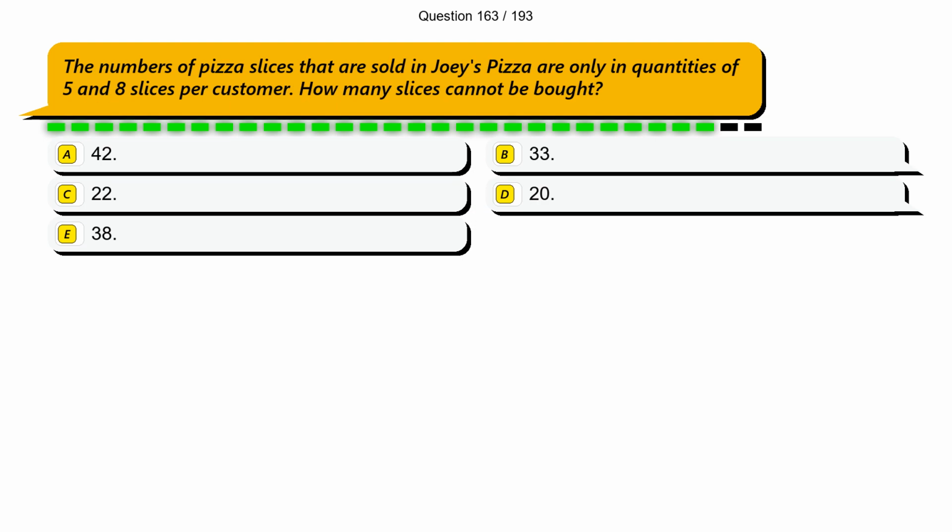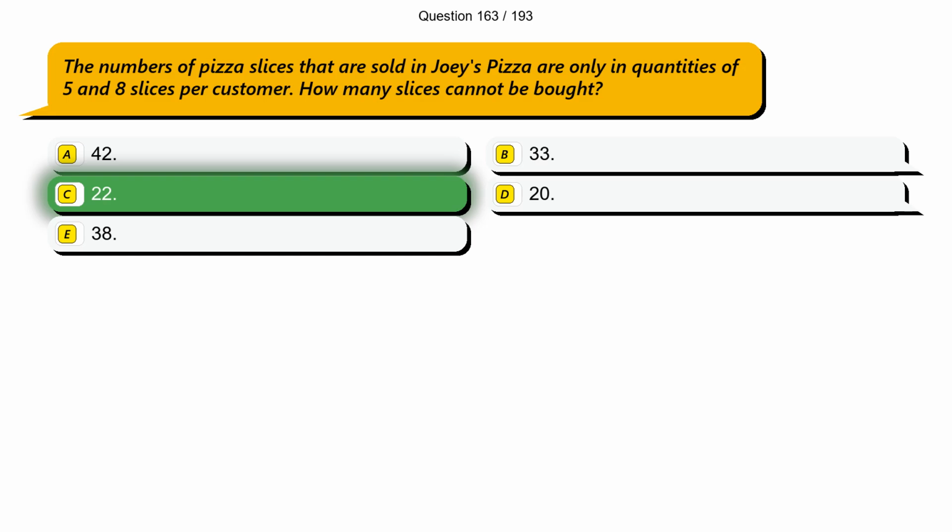Question 163. The numbers of pizza slices that are sold in Joey's Pizza are only in quantities of 5 and 8 slices per customer. How many slices cannot be bought? Option A, 42. Option B, 33. Option C, 22. Option D, 20. Option E, 38.